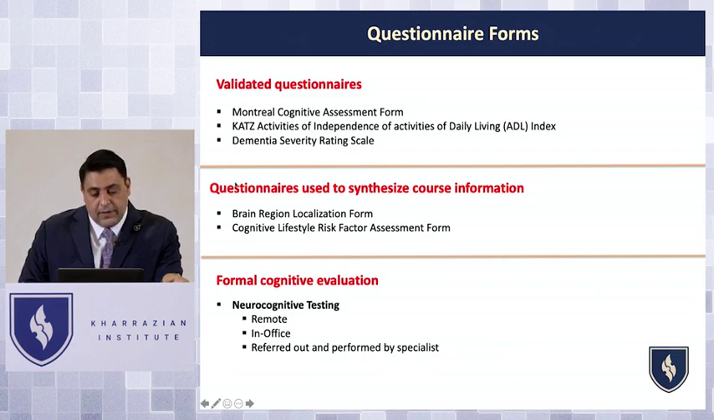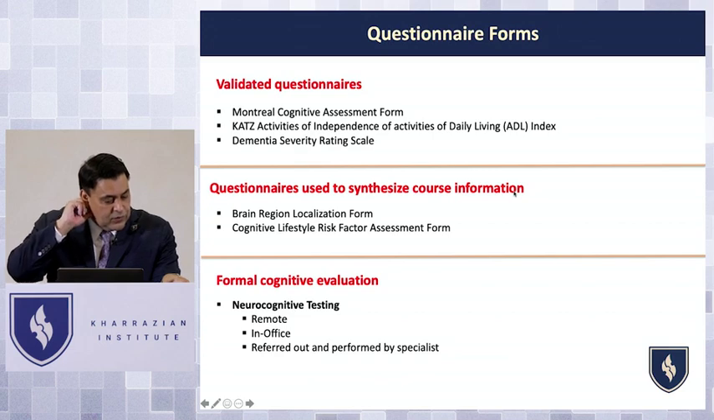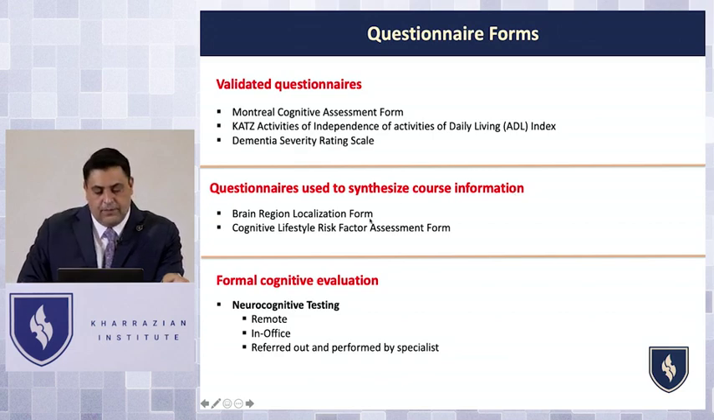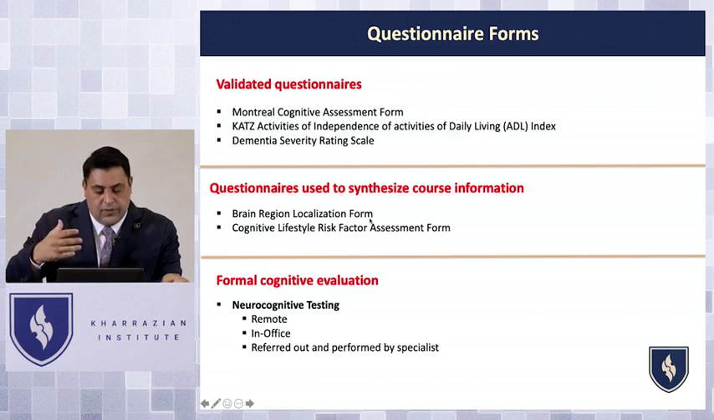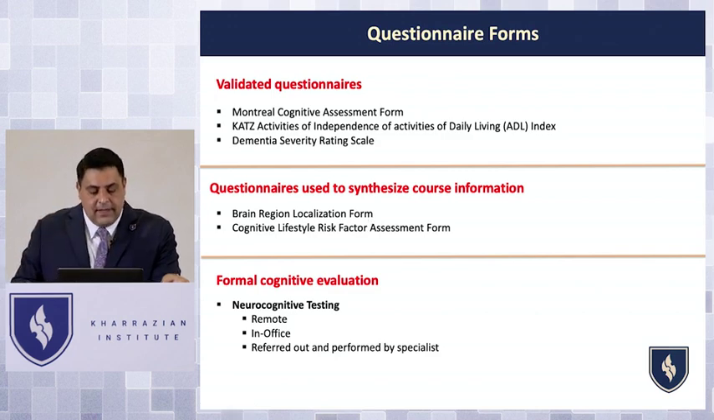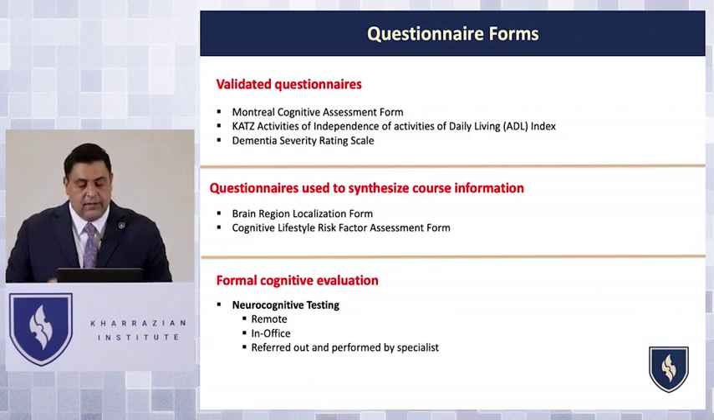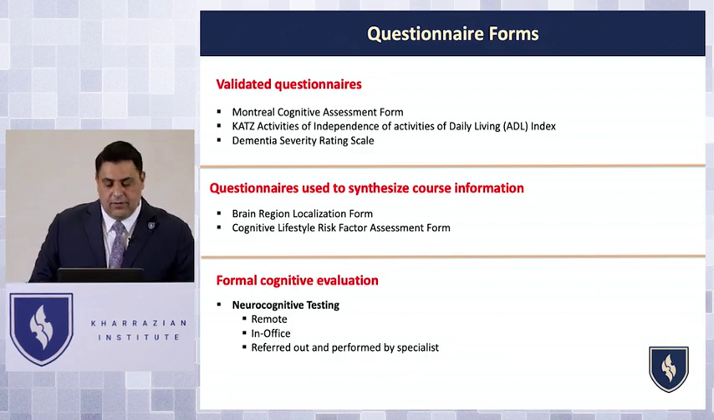Now, the forms that I put together in the course for you, questionnaires used to synthesize course information, are not validated and they're not recognized by the rest of the research world. One is the Brain Region Localization Form. This is a form that we'll go over that goes into all the symptoms of different regions. This is just for you to quickly assess what's happening with them, and not to spend 5 hours doing history about their brain, but quickly have them give you the information on a form.